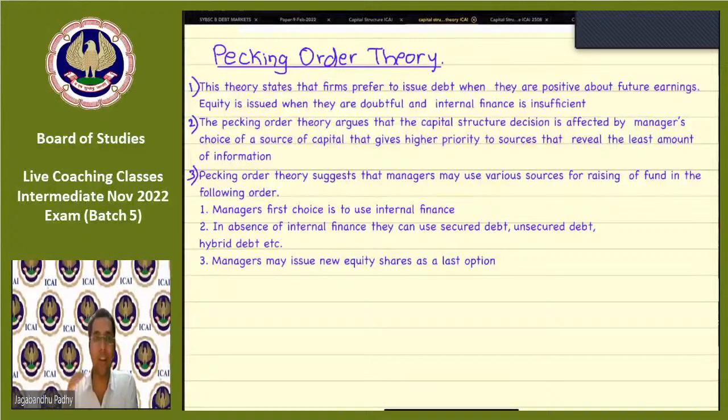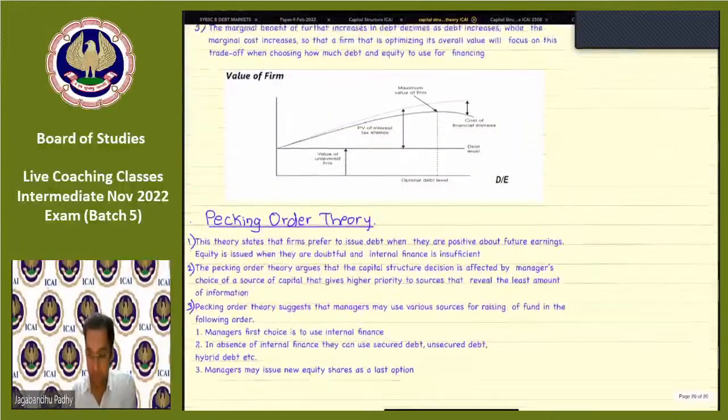Therefore, we call it the pecking order theory, in which you are going to issue securities in a typical order. Okay, that's the pecking order theory.